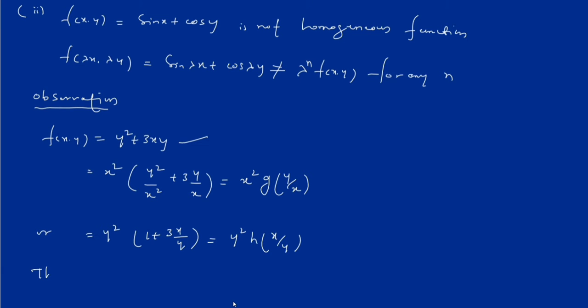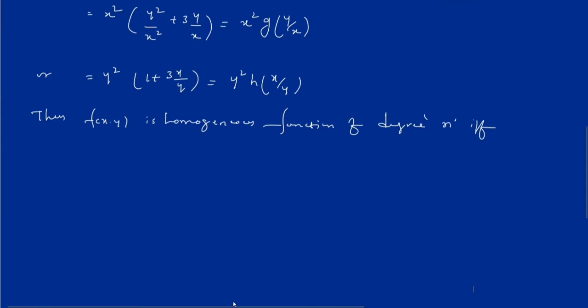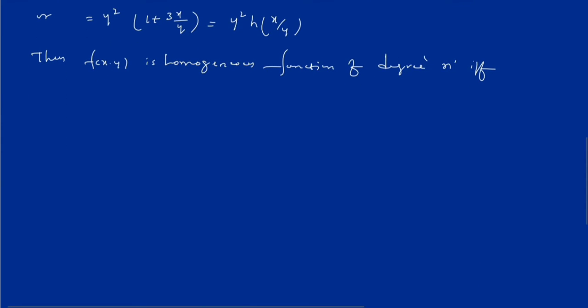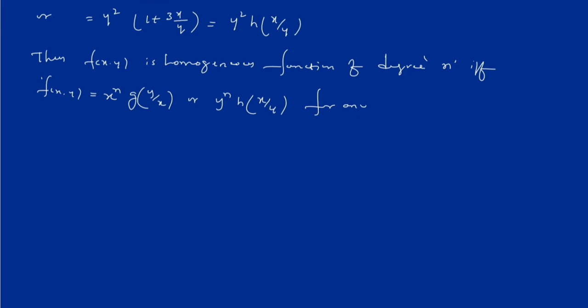So thus, f of x comma y is a homogeneous function of degree n if f of x comma y equals x to the power n g of y by x, or y to the power n h of x by y, for any n, right?